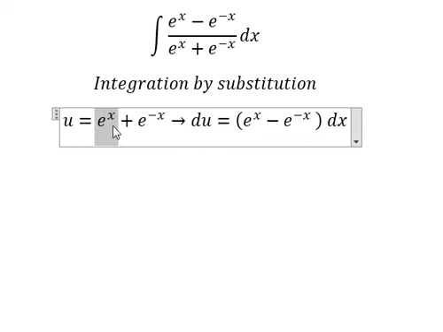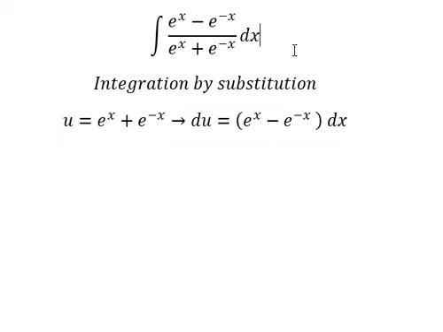First, the derivative of e to the power of s, we keep the same. The derivative of e to the power of negative s is negative e to the power of negative s, because we have the negative sign in here.